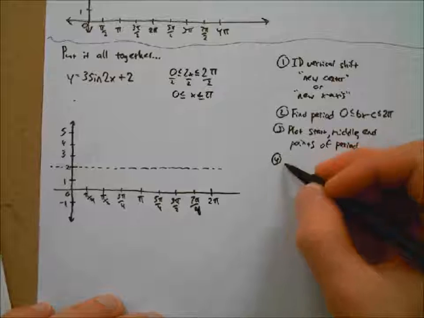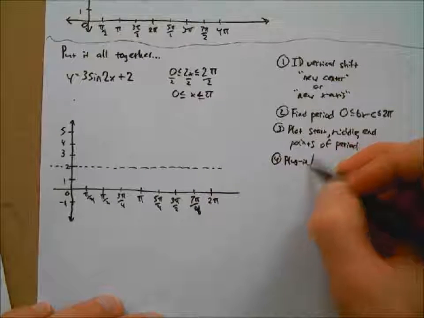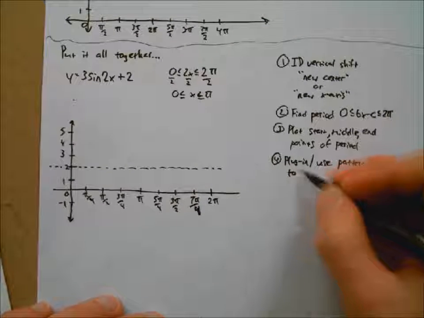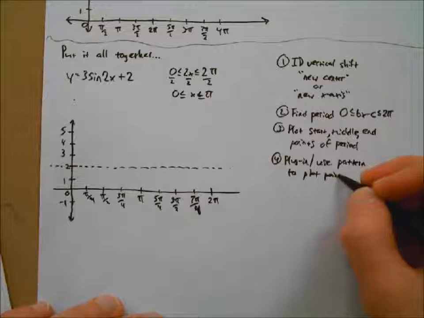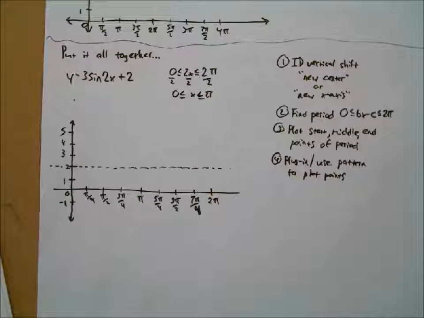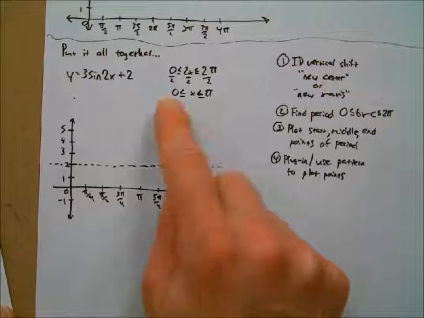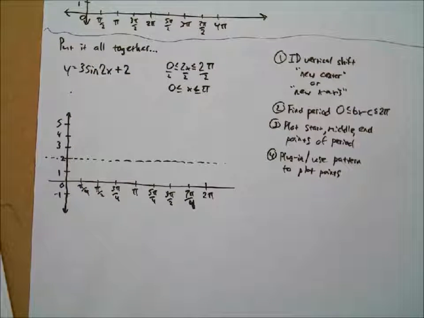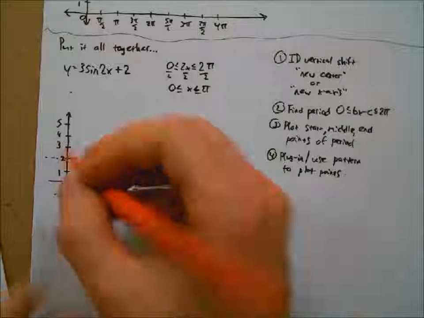And number 4, plug in and use the pattern to plot points. With what point should we start here to plug in with? We're going to plug in what first? We could start at pi if we wanted to. Pi is the start of one of the periods. But if you look at our very first period we chose, 0 is the starting point. So let's plug in 0 first. 2 times 0 is 0. Sine of 0 is 0. 0 times 3 plus 2 is 2. So at 0, we're at 2.